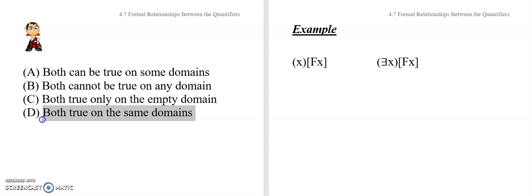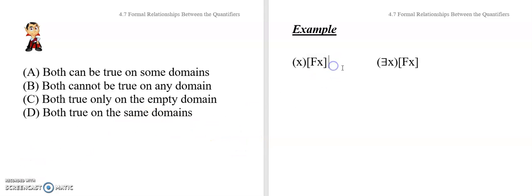This does not apply either. Both true on the same domain. Imagine a domain that has 1 red thing and 10 purple things. Then this is true, something is red, and this is false. So they don't have to have the same truth value on a particular domain.